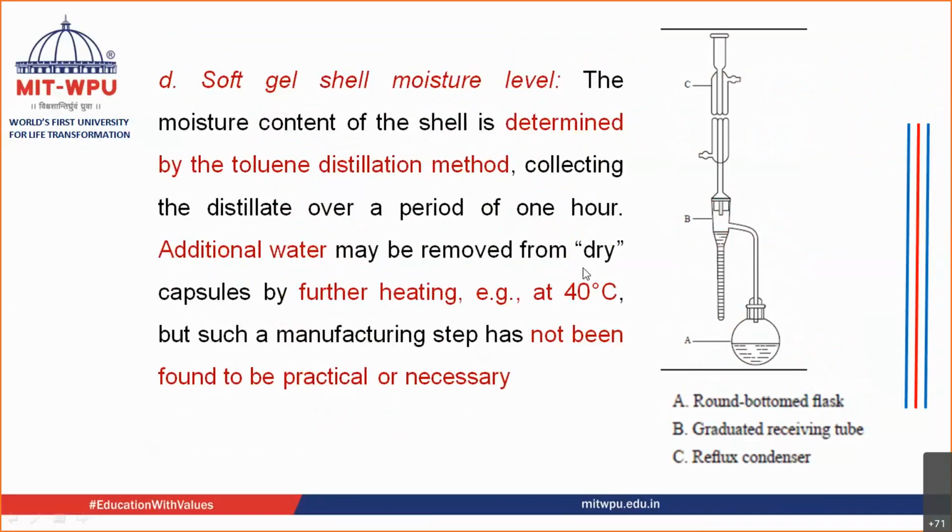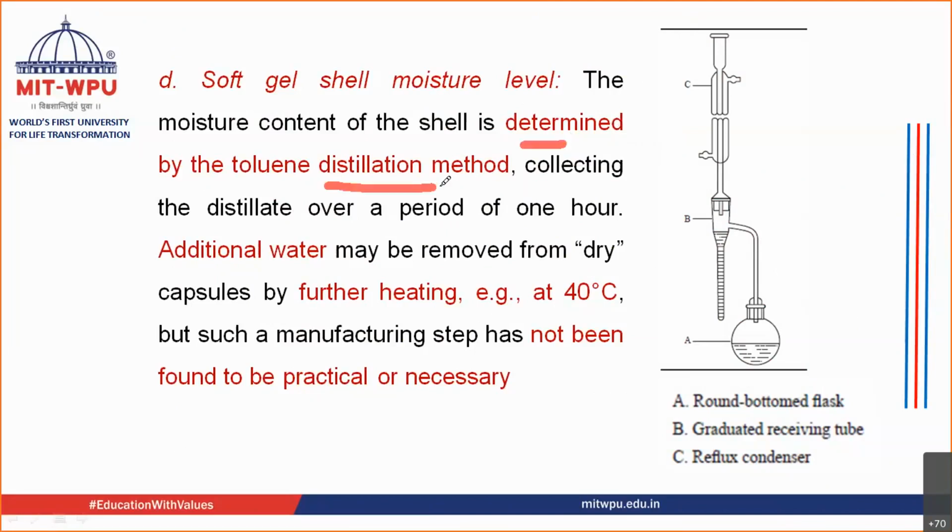The next test that you perform is the disintegration test. It is similar to what you carry out in case of your tablet or in case of your hard gelatin capsules. The next test that you carry out is the soft gel moisture level. So what is the moisture level inside the soft shell? It is also very important. It is determined by the toluene distillation method.